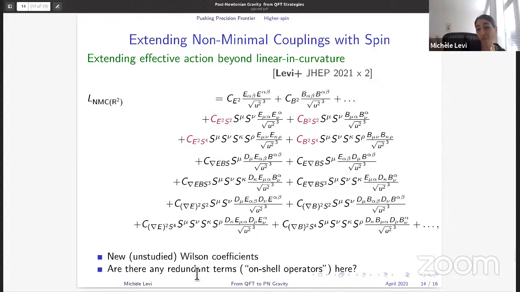So we'll have further new Wilson coefficients, which, to the best of my knowledge, and I really tried to investigate this with all my people in the gravitational wave community, were not at all considered in the past.